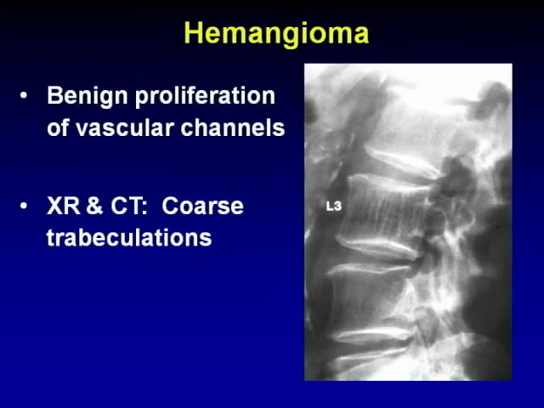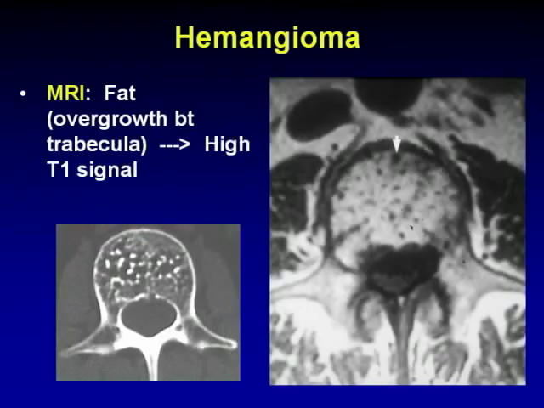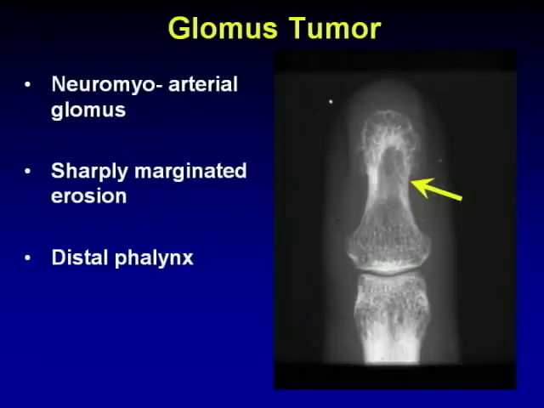Vascular tumors, benign and malignant. We'll start with hemangioma since they are so common. Benign proliferation of vascular channels that are displayed as coarse trabeculations on radiographic and CT studies. On CT, in transaxial cross-section, we'll see these coarse trabeculations. On MR, the dominant finding is that of fat overgrown between those areas of prominent trabeculation, high signal intensity on T1 images.